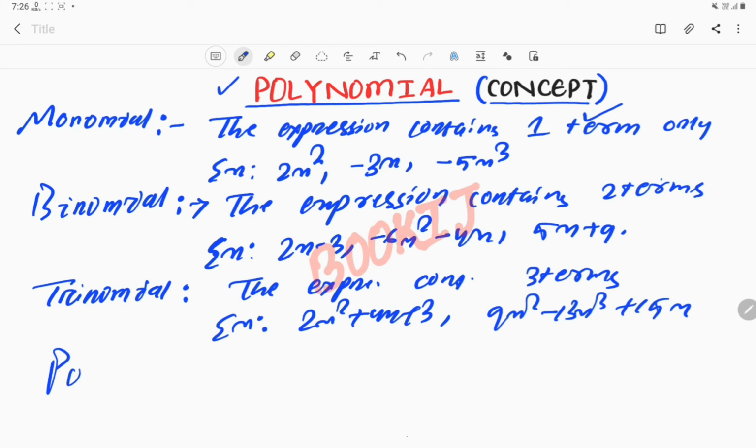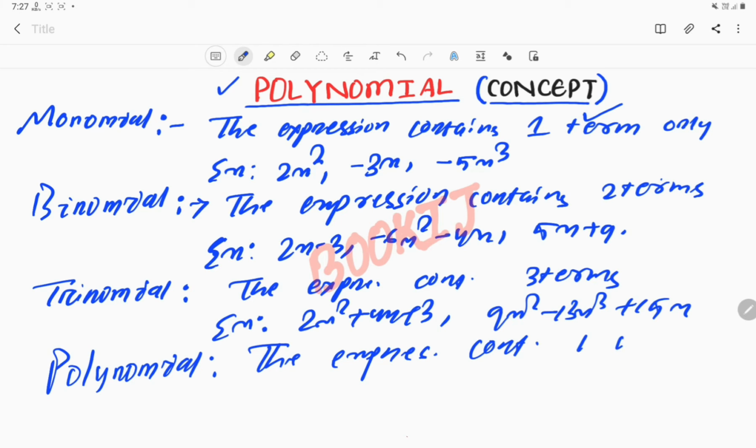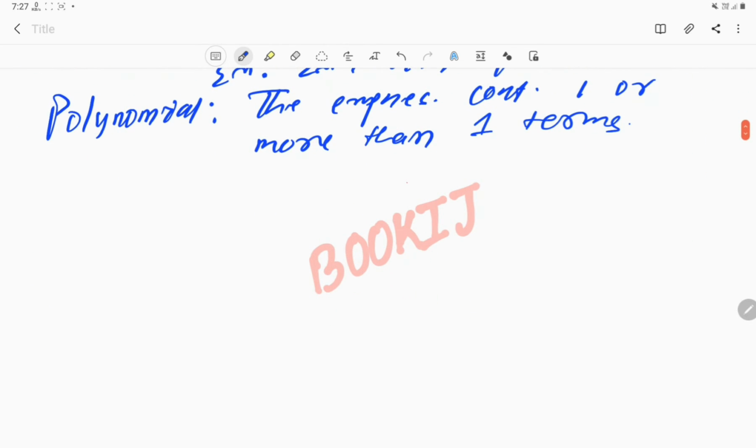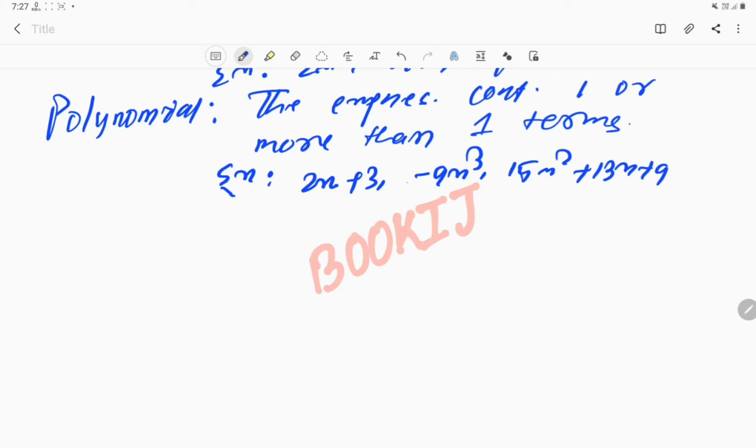Next is your polynomial. What about polynomial? Now it is the expression that contains one or more than one term. These are known as a polynomial. So the examples we can take: 2x plus 3, minus 9x cube, 15x square plus 13x plus 9.